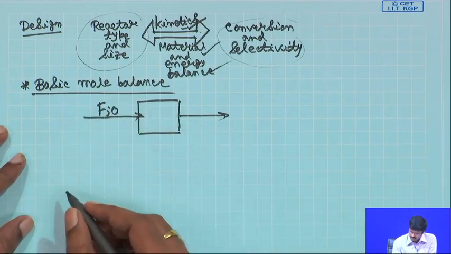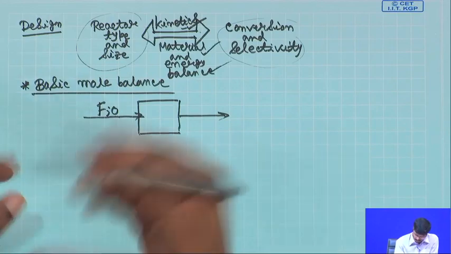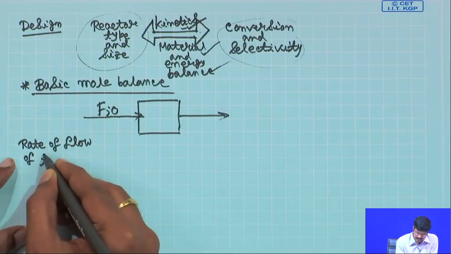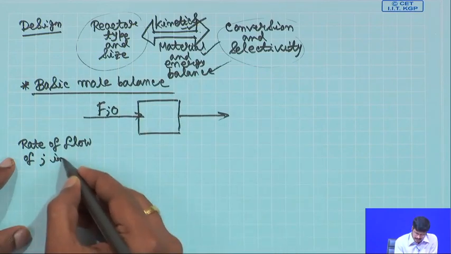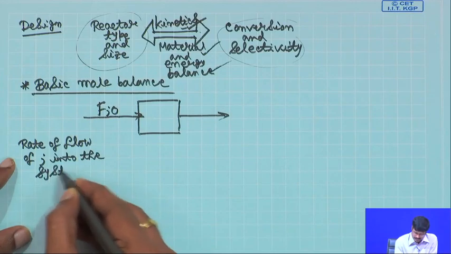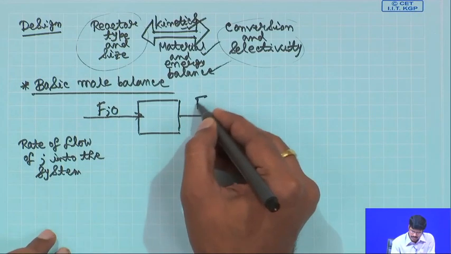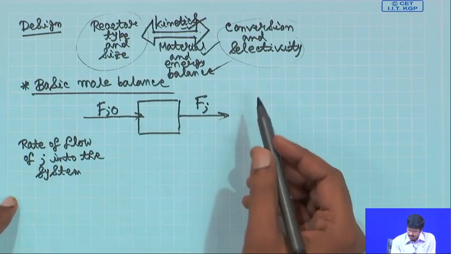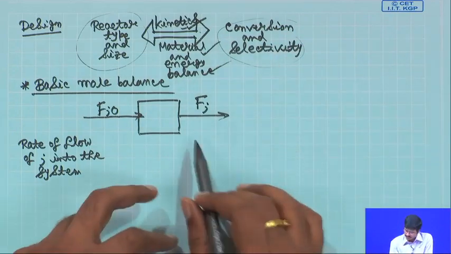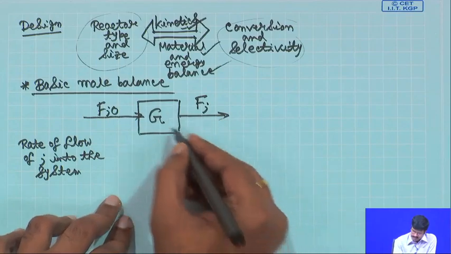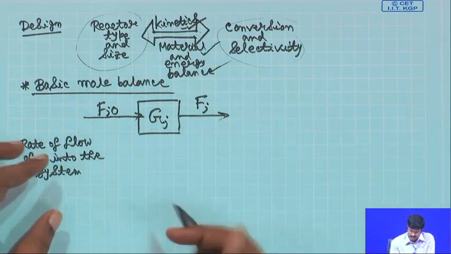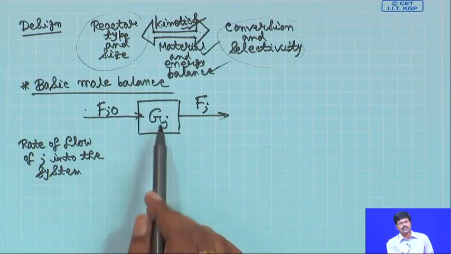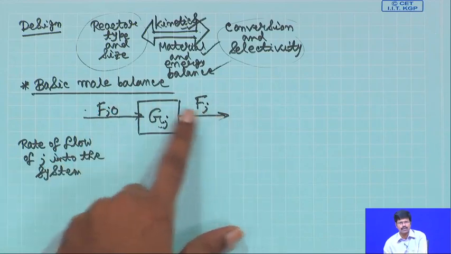So, F_j0 is the rate of flow of component j, or species j, into the system. You may have several components going into the system. Something is coming out; for that particular species, let us say F_j is the rate of flow out, in moles per second. G_j is the rate of generation of that particular species, species j. If j is the reactant, then the rate of generation will be a negative quantity. So, you have flow in, flow out, and the rate of generation.